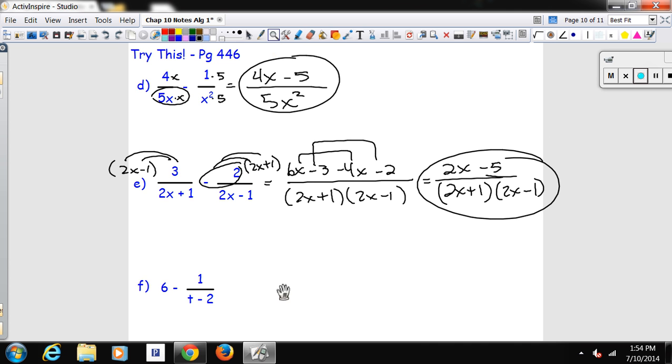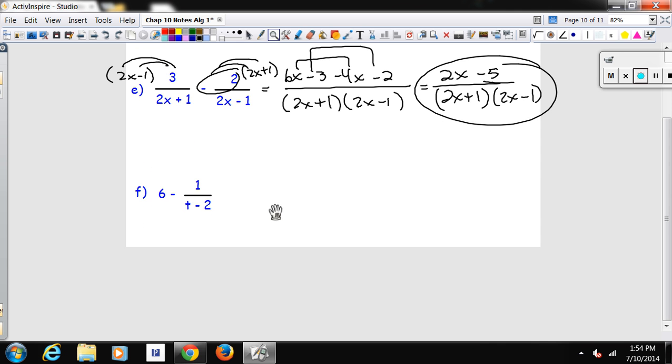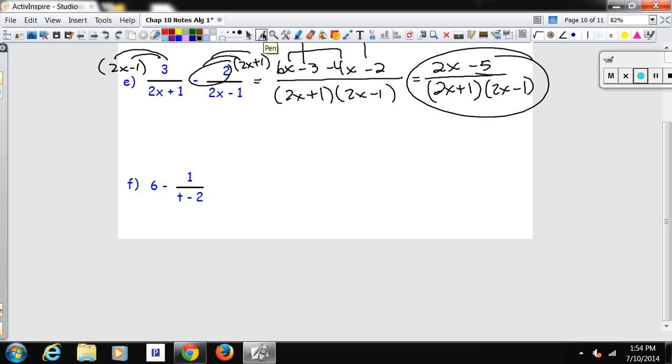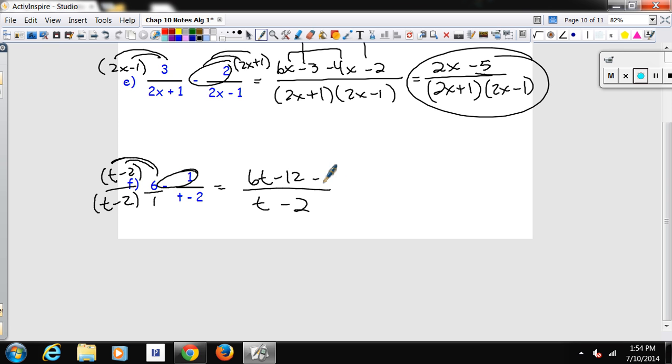You could always pause the video at any time when you're behind. Catch up. Now let's see, the 6 we're going to put a 1 under, and we're going to multiply it by t minus 2 on top and bottom. Just know that when I did this, it was top and bottom. I just didn't show the bottom one. So we need to distribute the 6. The bottom is going to be t minus 2. 6t minus 12, and then minus 1. So 6t minus 13 over t minus 2.